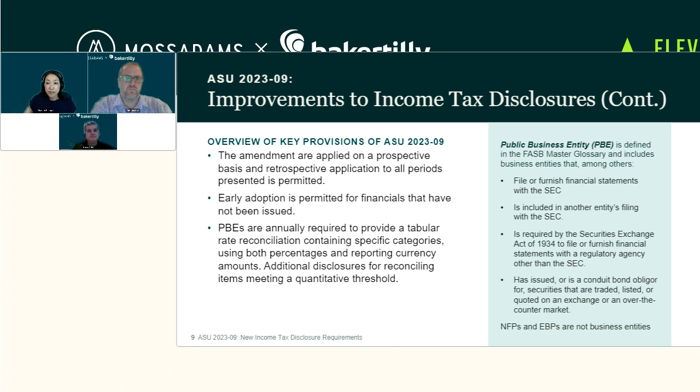And the standard can be adopted early. If you'd like to start using this format, it's permitted. And on the last bullet point here, the new standard requires both the percentage and the amount to be disclosed. I've seen some public business entities disclosing either the rate or the amount in the rate reconciliation tables, but this standard now requires both the amount and the percentage to be disclosed. So if your table hasn't been formatted that way, you're going to need to add a column.